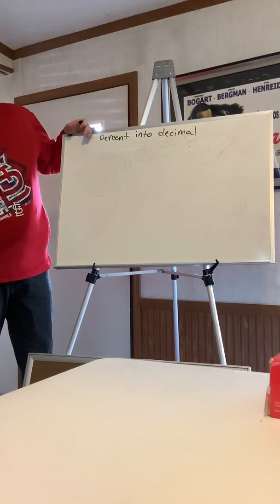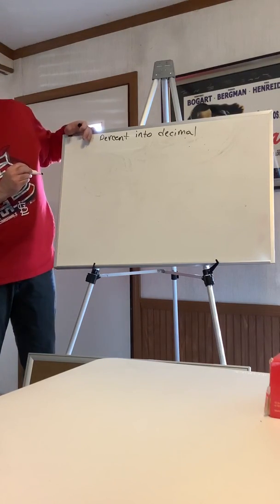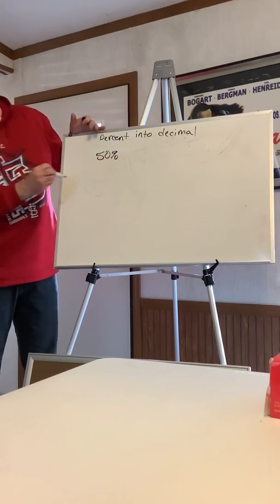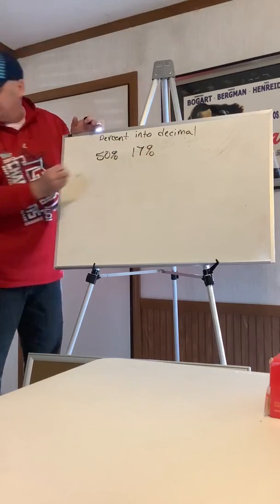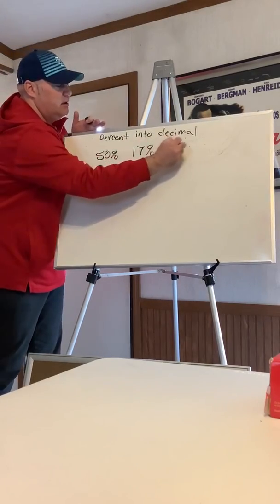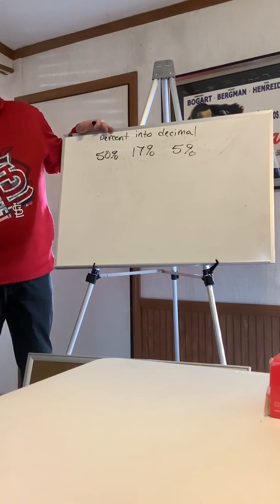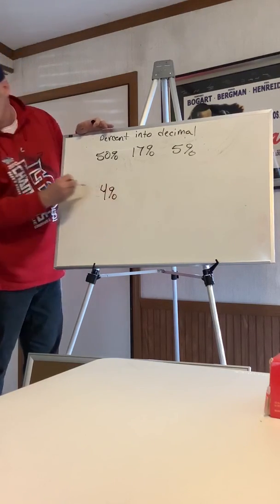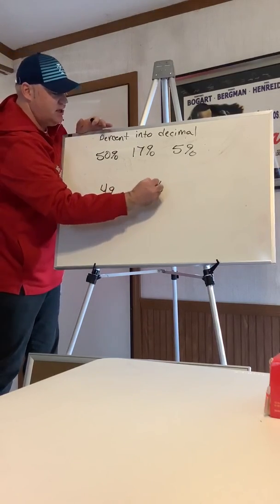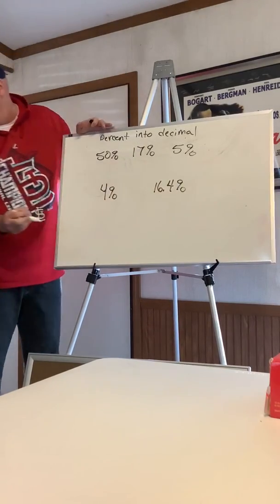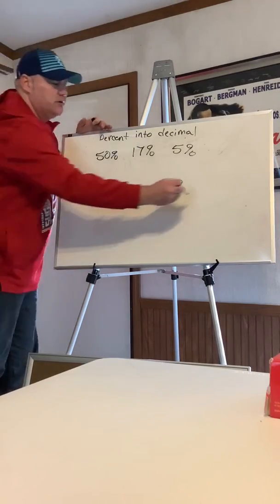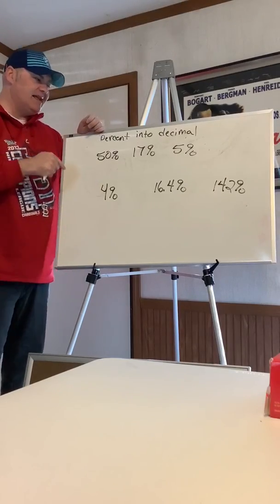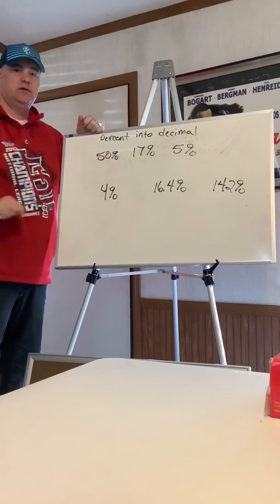So let's say I've got 4%. Let's go back to 50%, 17%. I put some practice ones that I think cover everything. 5%. Let's do 4%. 16.4%. And 142%. Okay, so here are percentages that need to be turned into decimals.